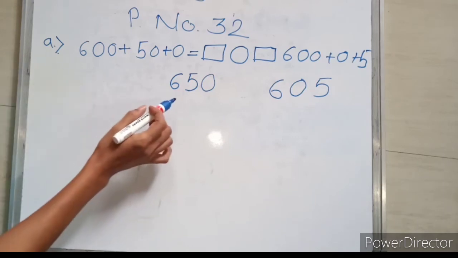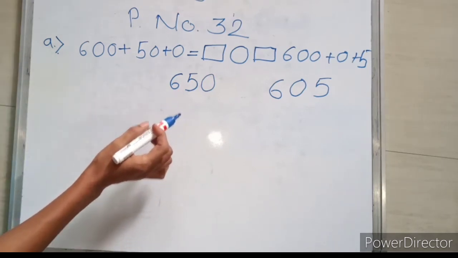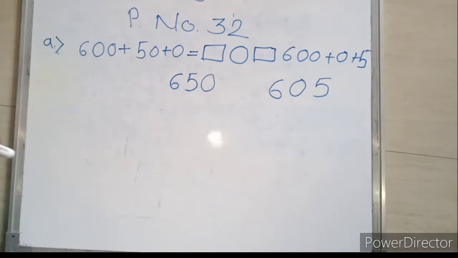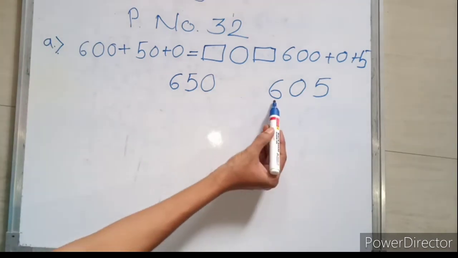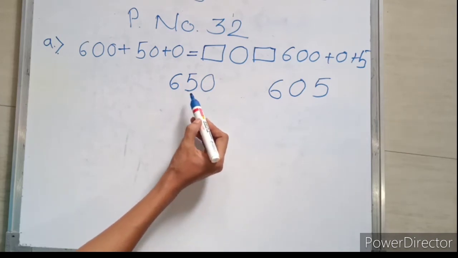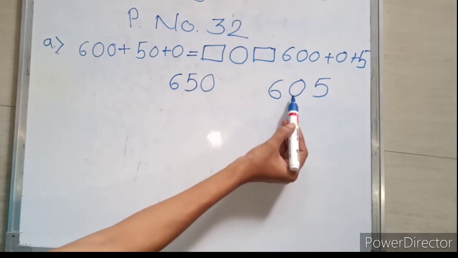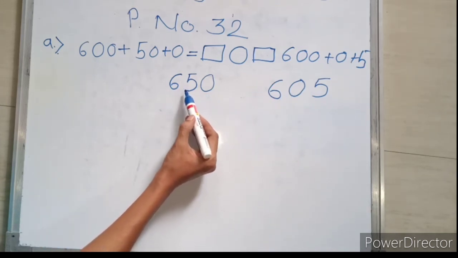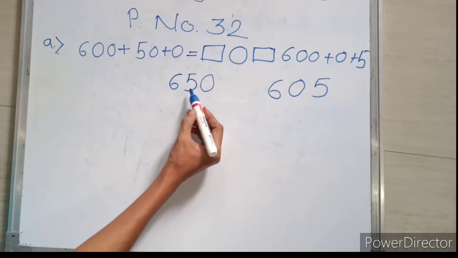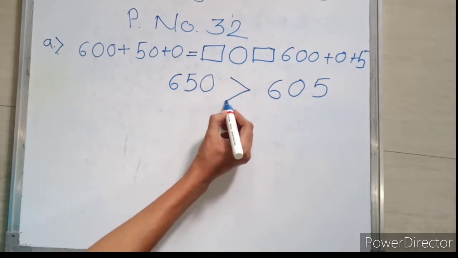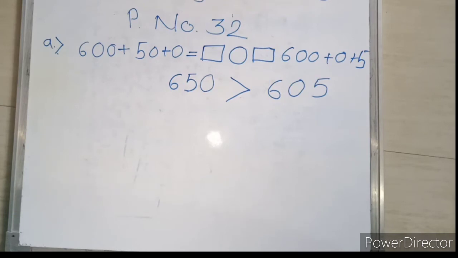Now by comparing the place value of each digit, which number is greater? Here is 6, here is also 6. Now see the tens place. Here is 5, here is 0. So is 0 greater or is 5 greater? Yes, 5 is greater. So 650 is greater than 605. So this sign will come here.